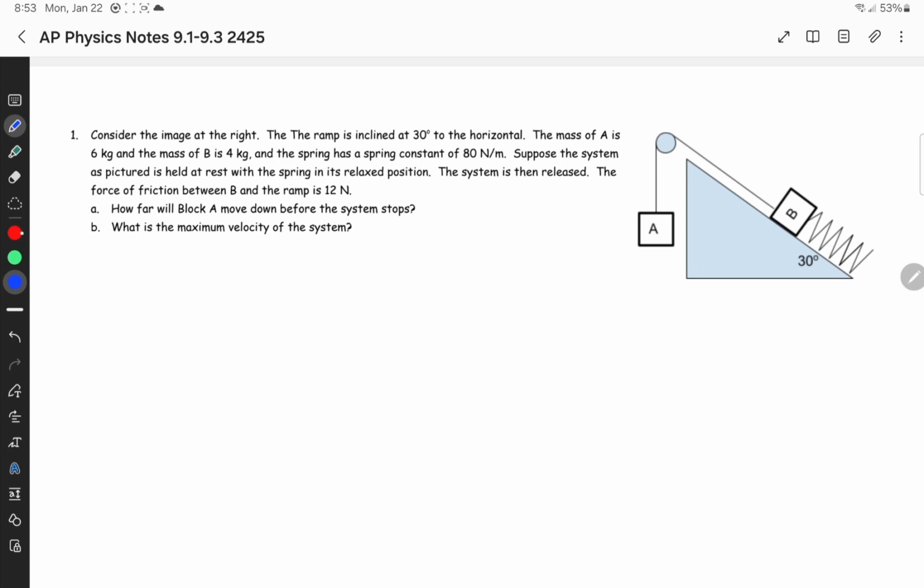And let's suppose that block A moves a distance D. That means, in addition, block B will move a distance D. We're going to be interested in the height. Notice for block A, the distance it moves is the same as the change in its height. I guess technically, change in height for A is going to be negative.